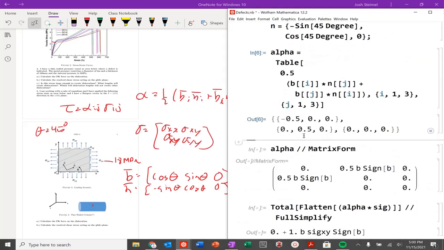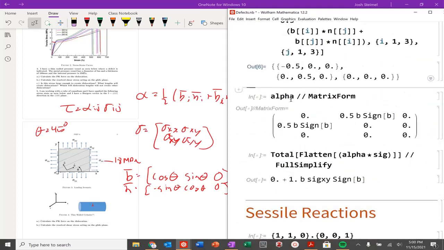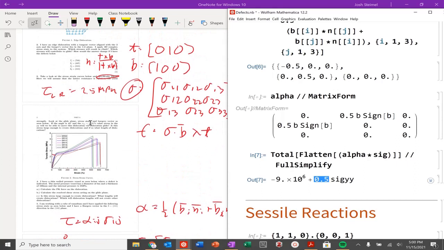So I've got my alpha now, found that alpha, and then once I have that alpha, to find my resolved shear stress, alpha times sigma, flatten, sum all those values. So I have got this relationship now as a function of sigma y. So this is my resolved shear stress. Again, one number. So the question is asking us what?